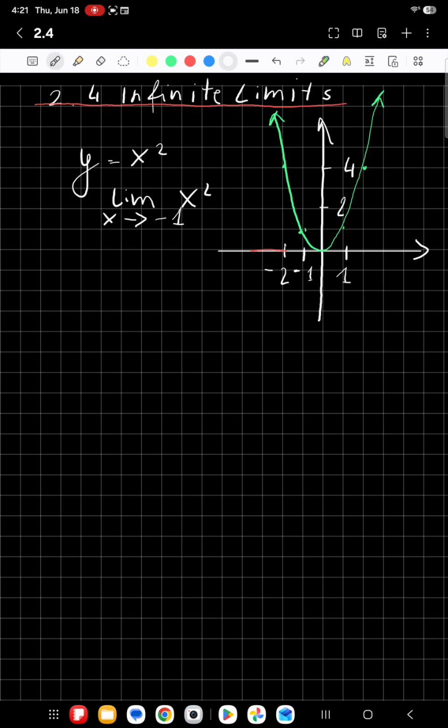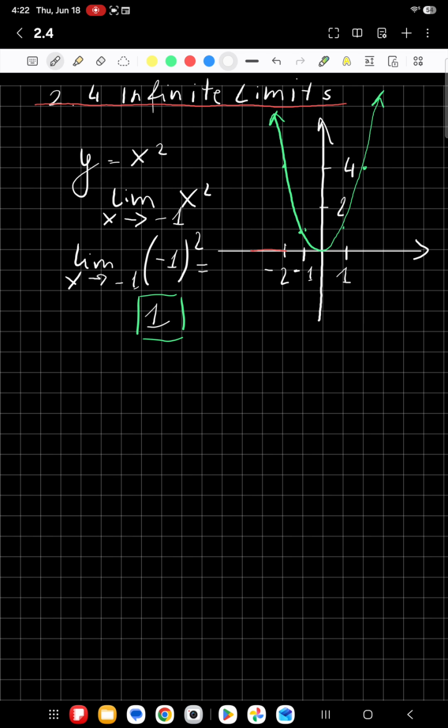We've seen it graphically, and algebraically you would take this -1 and plug it into the function. So let's do that. I have the limit with x approaching -1, and I'm just going to substitute that -1. So -1 squared equals 1. Okay, so that's pretty simple. The problem is that sometimes the function is undefined for the number.